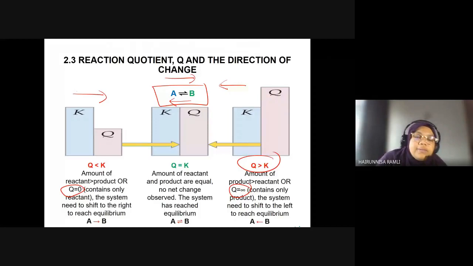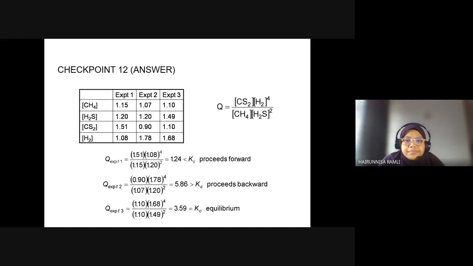Before this, maybe you only learned, right? Okay? Q less than K, more than K. After this, you will apply this in the I stable. Okay, after that you learned that there are a few equations. Let's say you have three.